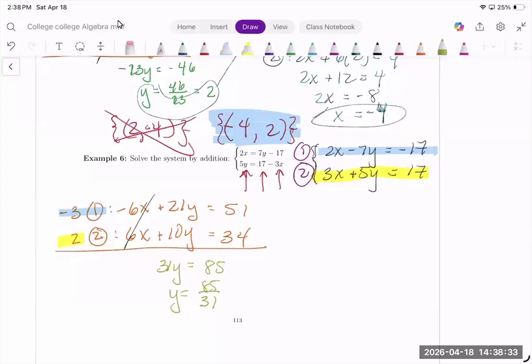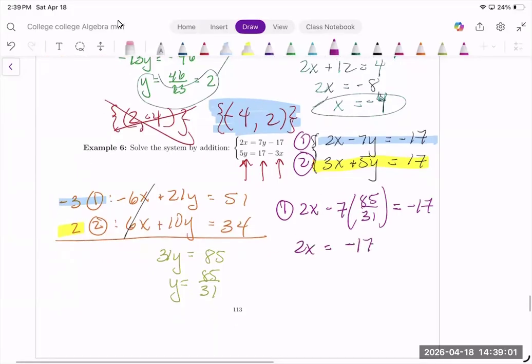But are we done? We wish. Now we go back and plug it in. It's either equation 1 or 2, totally does not matter. Let's just do equation 1 because I don't think we've done that one. So this is 2x minus 7 times 85 over 31 equals -17. So 2x equals, I'm going to add this over, -17 plus 7 times 85 over 31.